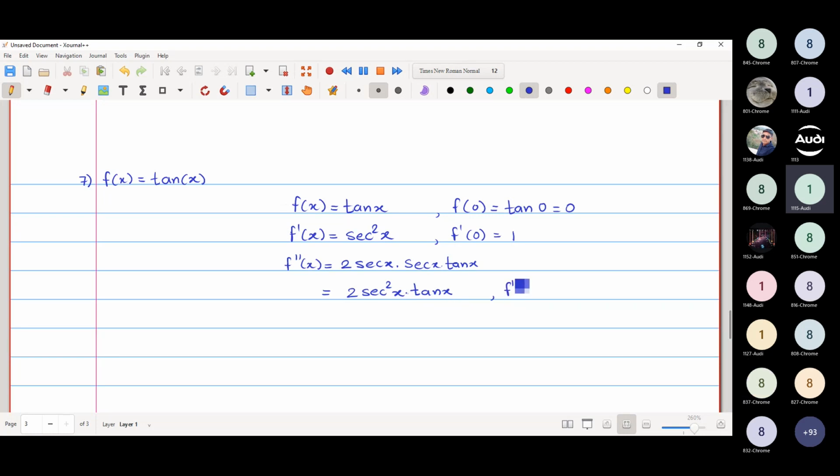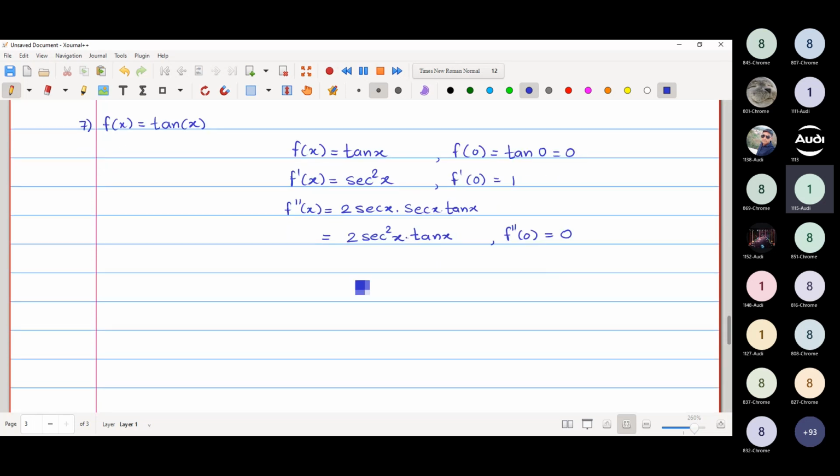So can you tell me f double dash of 0, what will it be? It will be 0, because tan of 0 is 0 and sec of 0 is 1, but tan 0 is 0, so this will be 0 only. Is it correct? Yes sir. Can you tell me what is f triple dash of x?